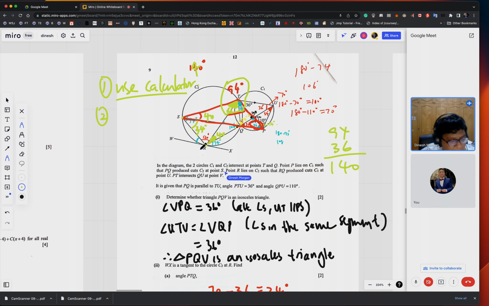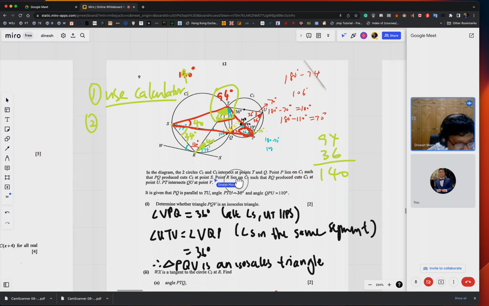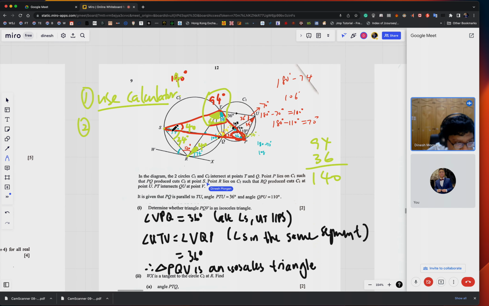But after all this, how am I supposed to find SRW? It still doesn't work. Oh, wait, hold on. X and R. You want to find what? Oh, SRW. Let me see. SRW, which is this one, right? So this one is your 1, 2, 3. Your 3 will be this small one. Okay, hold on.